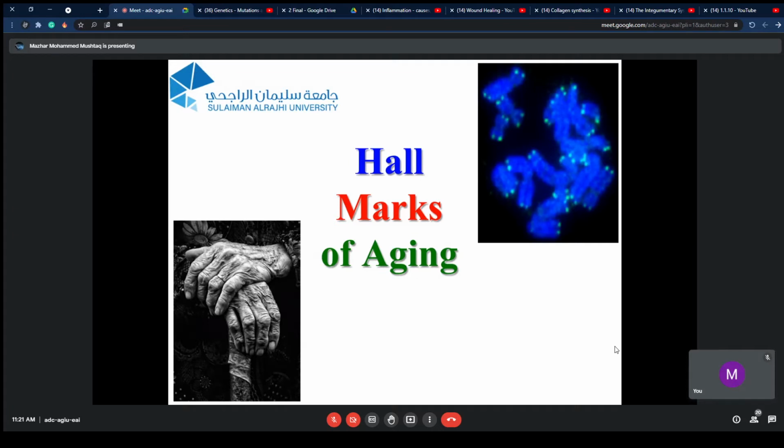So basically, hallmarks of aging. It is just like you had discussed the hallmarks of the cancer. The same thing, more or less, we are going to discuss here, some of the features of aging. How do we have aging? What are the factors that are involved in aging? What are the theories that are present there? Naturally, those are also the factors. So we are going to talk about hallmarks of aging. So let's begin.